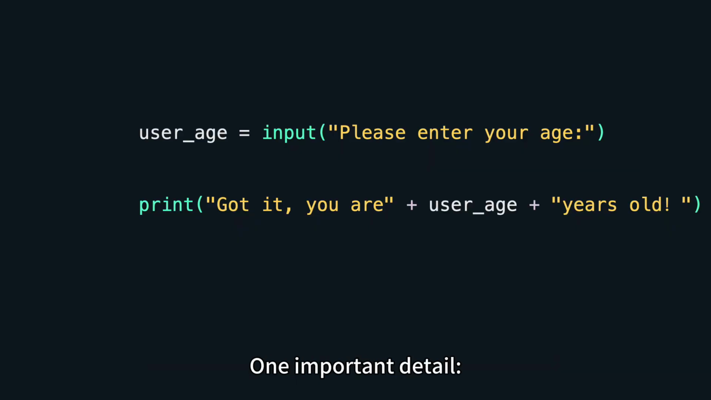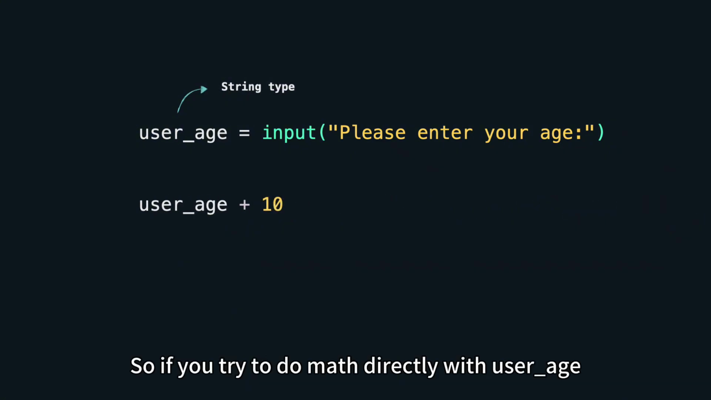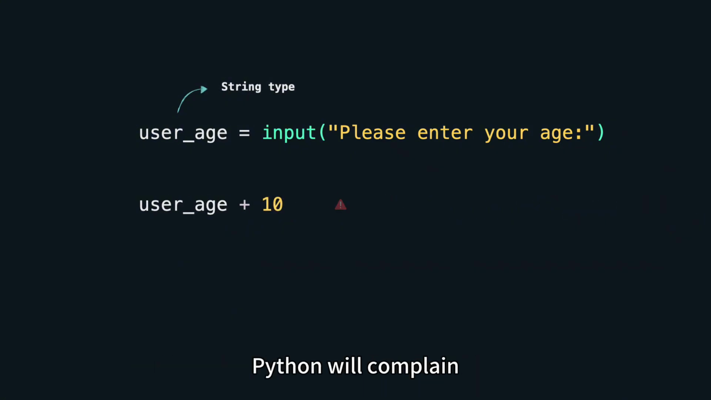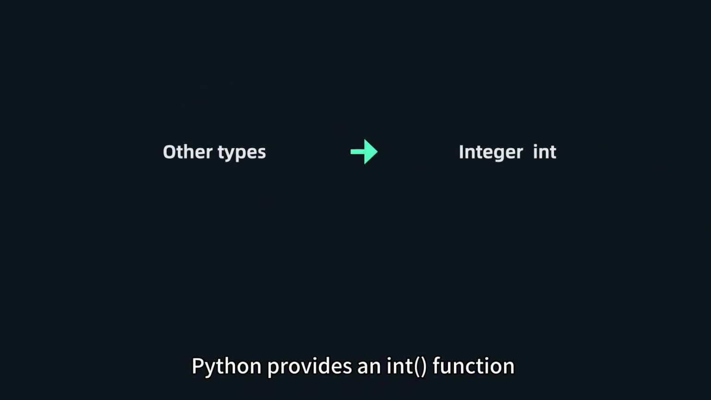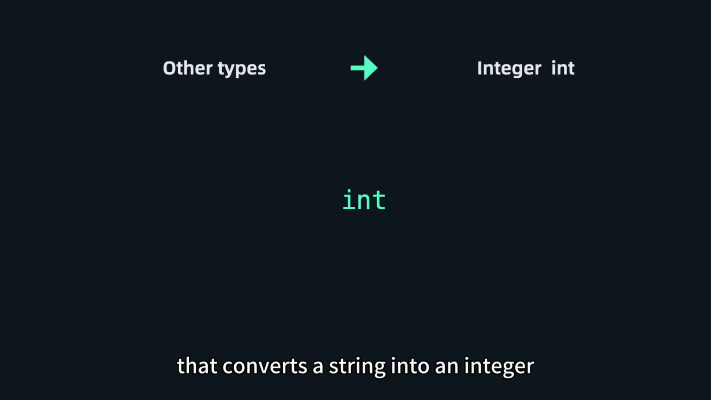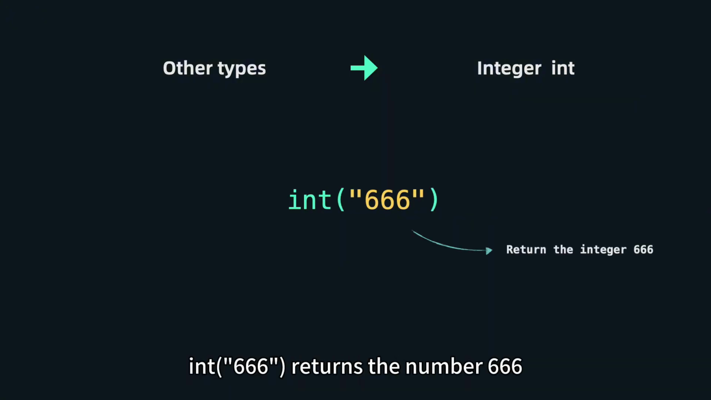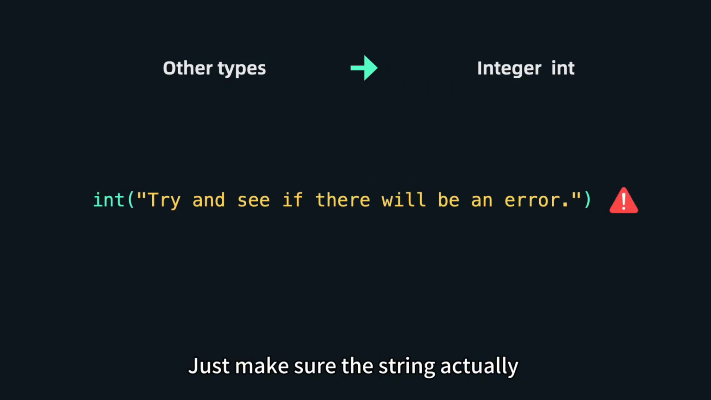One important detail: input always returns a string, even if the user types a number. So if you try to do math directly with the user's age, Python will complain. What do you do then? Python provides an int function that converts a string into an integer. For example, int("666") returns the number 666. Just make sure the string actually represents a valid integer, otherwise int will throw an error.